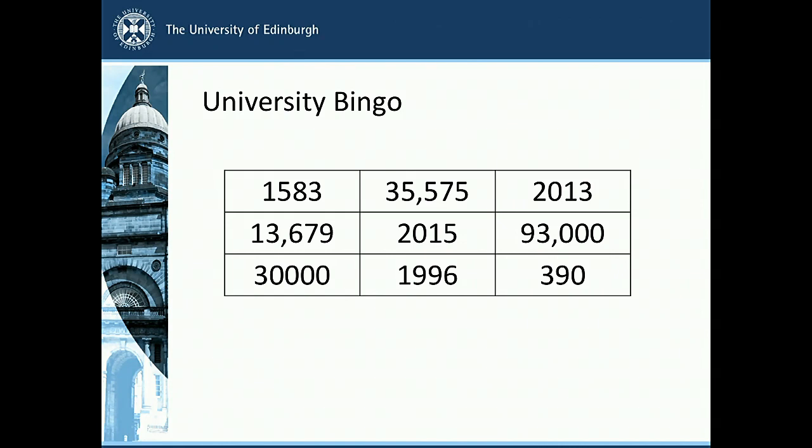390 is the number of websites we migrated from the proprietary system to Drupal in 2014-15. 30,000 is the number of students enrolled at the university, beginning of last year.